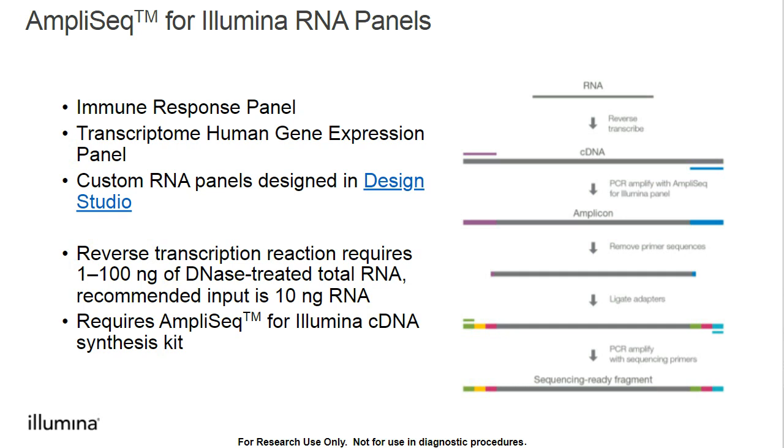And for FFPE, we actually recommend at least 10 nanograms of input. And if we are not going to assess the quality before we go in, you can always use more input up to 100 nanograms, and that can result in a higher quality library. And keep in mind that we will need to use that AmpliSeq for Illumina cDNA synthesis kit whenever we're using these AmpliSeq for Illumina RNA panels.